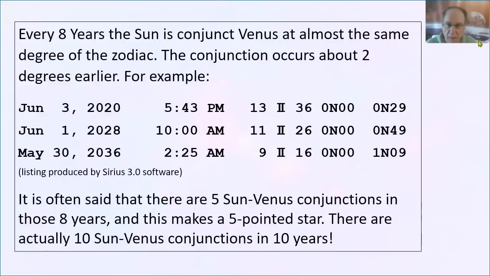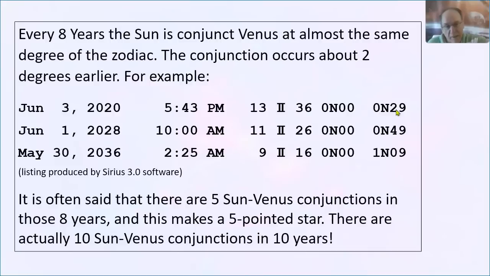So let's go back to this slide because I want to mention one more thing. In this listing, this is geocentric, and it's showing the latitude of Venus. On June 3rd, 2020, there's a Sun-Venus conjunction, and the latitude of Venus is almost half a degree.